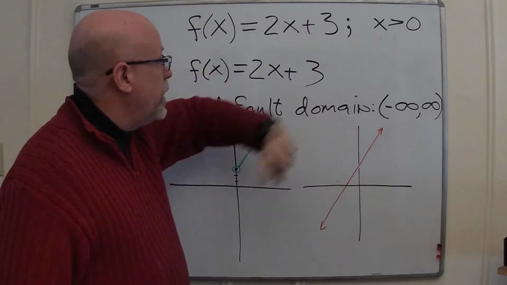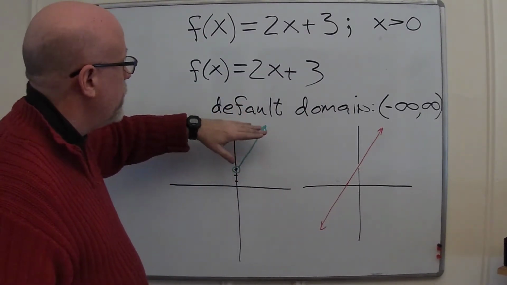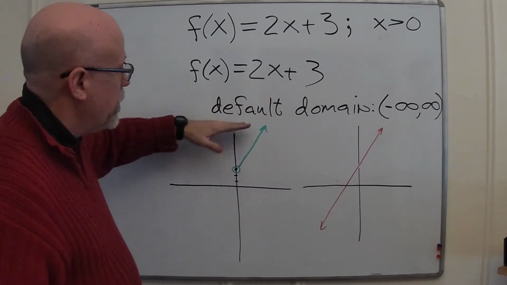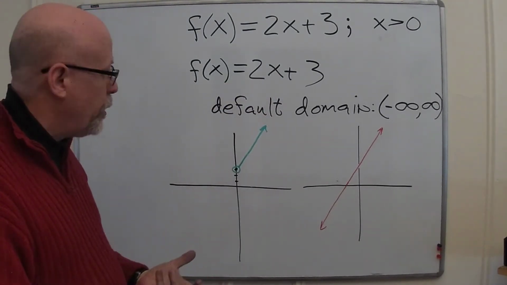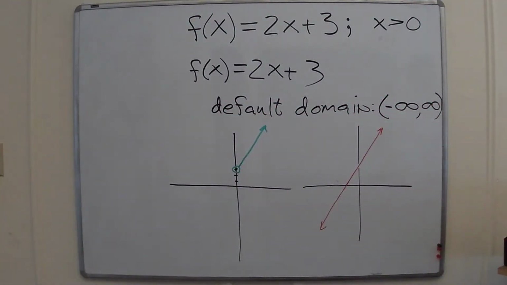If it's specified, that's one thing. I mean, you just have to take whatever is specified. But if it's not specified, we have to use the default domain rule, figure out what might go wrong with it, and eliminate it.